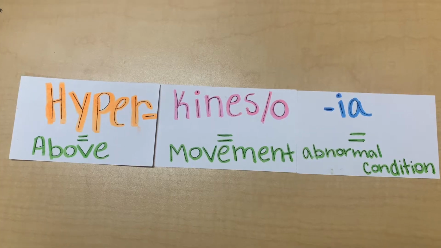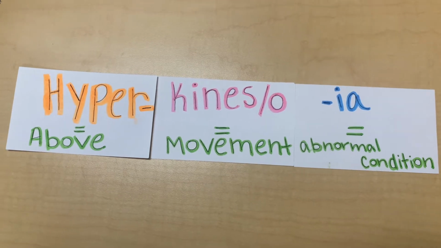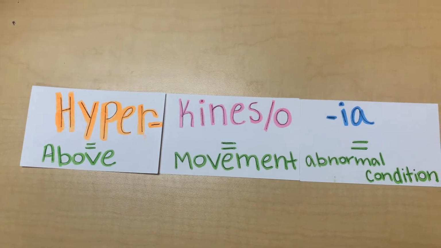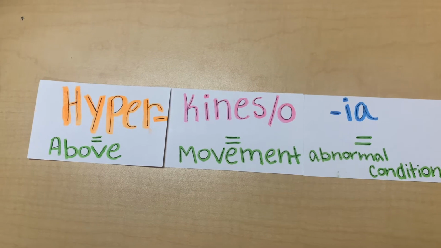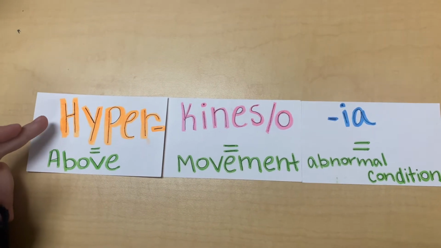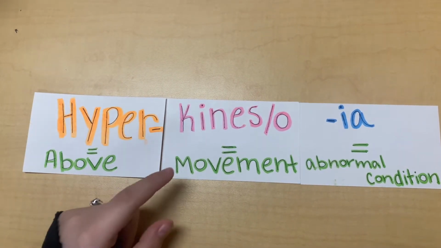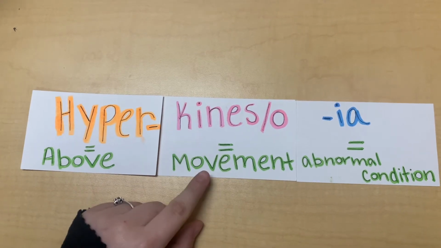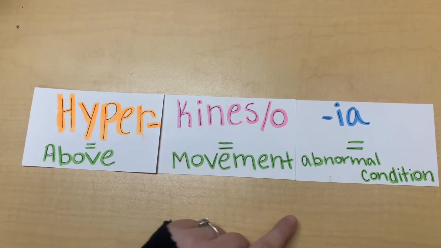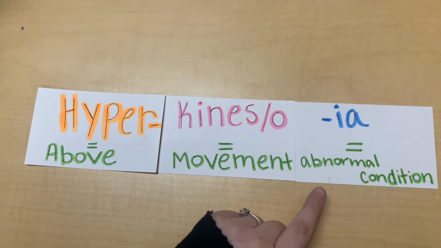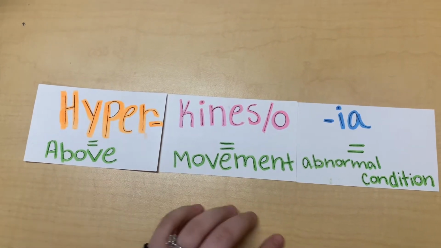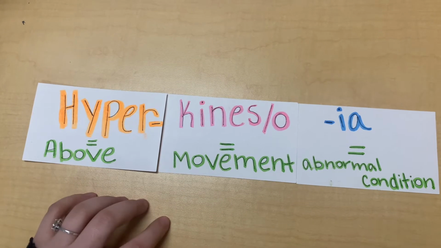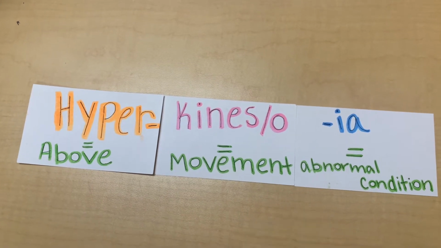So the next term I'm going to talk about is hyperkinesia, which is the abnormal increase of a motor skill activity. So first off, let's break this word down because it has a couple parts that might help us when I show my example. So hyper means above, kines is movement, and ia is abnormal condition. So hyperkinesia is excessive movement and it's normally abnormal.